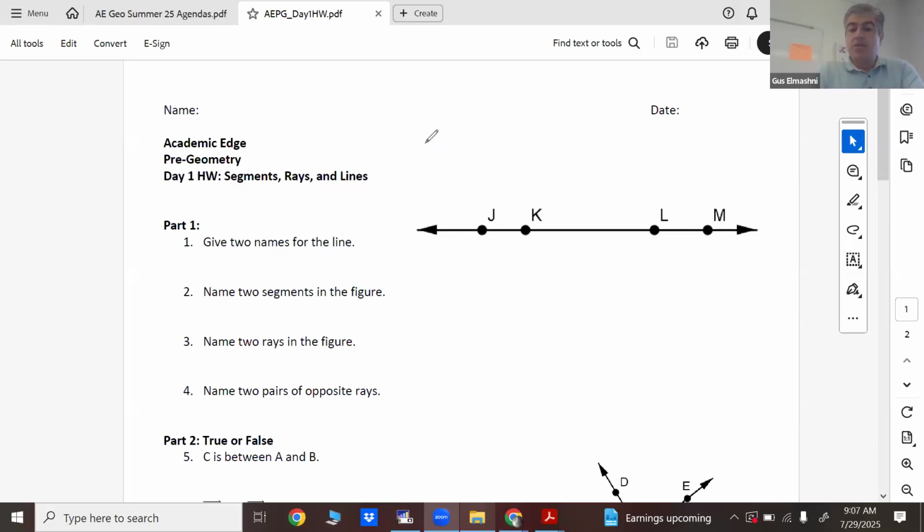Okay. So give two names for the line. You can name it however you want. There's actually several ways you could name it. You could say JL if you want. Just make sure you put that symbol up above. You could say KM.